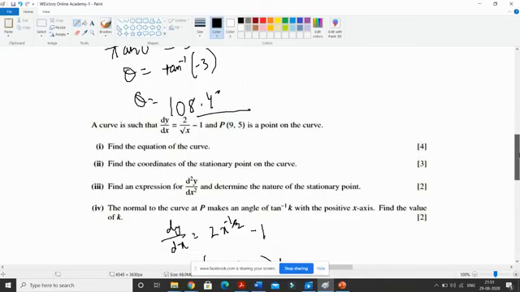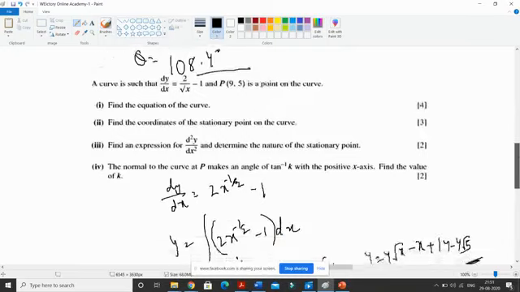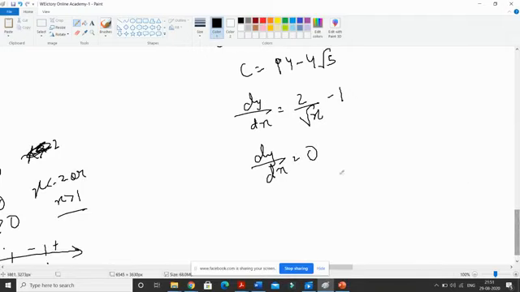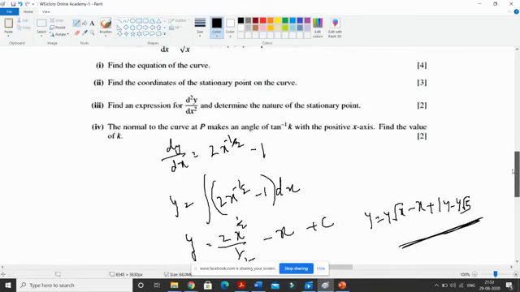Okay. Now it says find the coordinates of stationary point on the curve. So to find out the stationary point, we need to equate dy over dx to 0. So that is 2 over root x minus 1. That's your dy over dx. Equate it to 0. Dy over dx is 0 for stationary point. So 2 over root x is equal to 1, which will give you root x is equal to 2 and x is equal to 4.